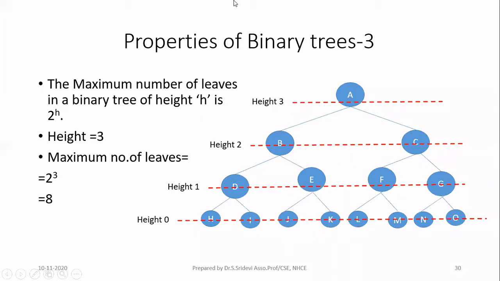Right. And the next property is the maximum number of leaves in a binary tree of height h. In this binary tree, if you consider the leaf nodes, the nodes at this particular level are the leaf nodes. So how many leaf nodes can you have at the maximum? Minimum can be 1, but for the maximum, if the height is h, you use the formula 2 power h. Here, 2 power 3 because height is 3. So it is 8. Maximum I have 8 nodes at the leaf level.